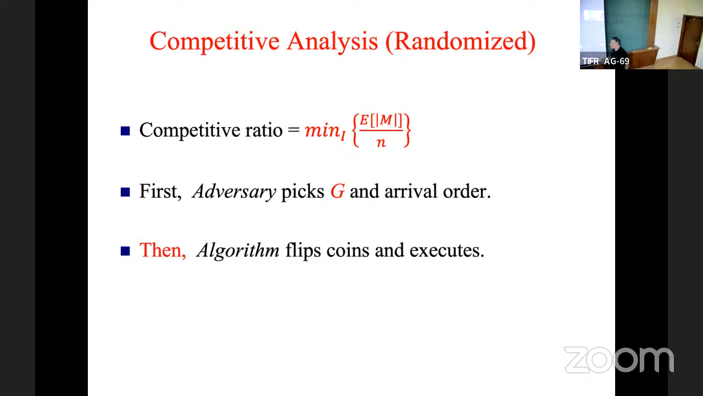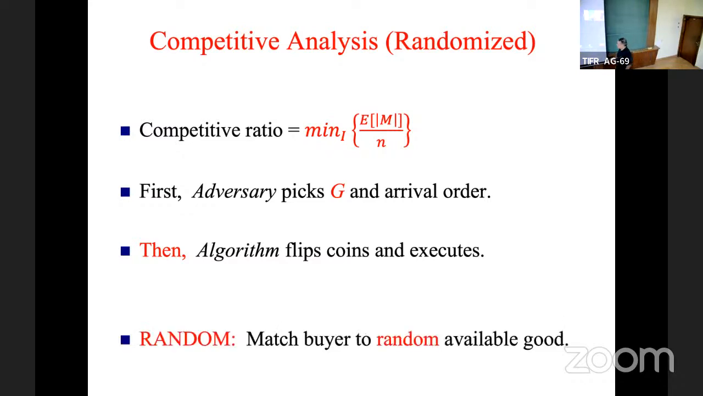Okay. So how are we going to use randomization? So an obvious way is that when a buyer comes, we look at all the available goods and match the buyer to a random one of them, if there's any available one. If none, then do nothing.